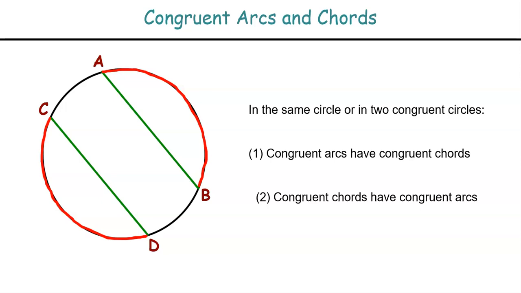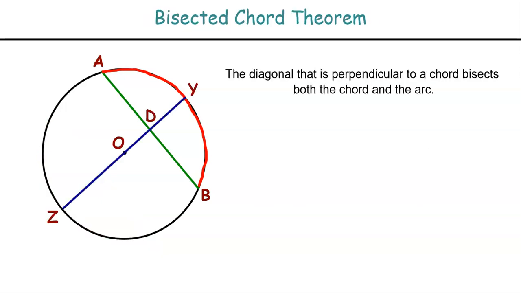So the proof for this idea is actually not terribly difficult. It involves some triangles and the fact that radii are congruent, but that's going to be left to you as a part of your proof practice. Moving on, we have something that we call the bisected chord theorem. It says that the diagonal that is perpendicular to a chord bisects both the chord and the arc. In this case, we have chord and arc AB, and we have diagonal YZ. Well, what this says is that if ODA is a right angle, that is, that ZY and AB are perpendicular to each other, then AD is congruent to DB, and AY is congruent to YB as arcs.